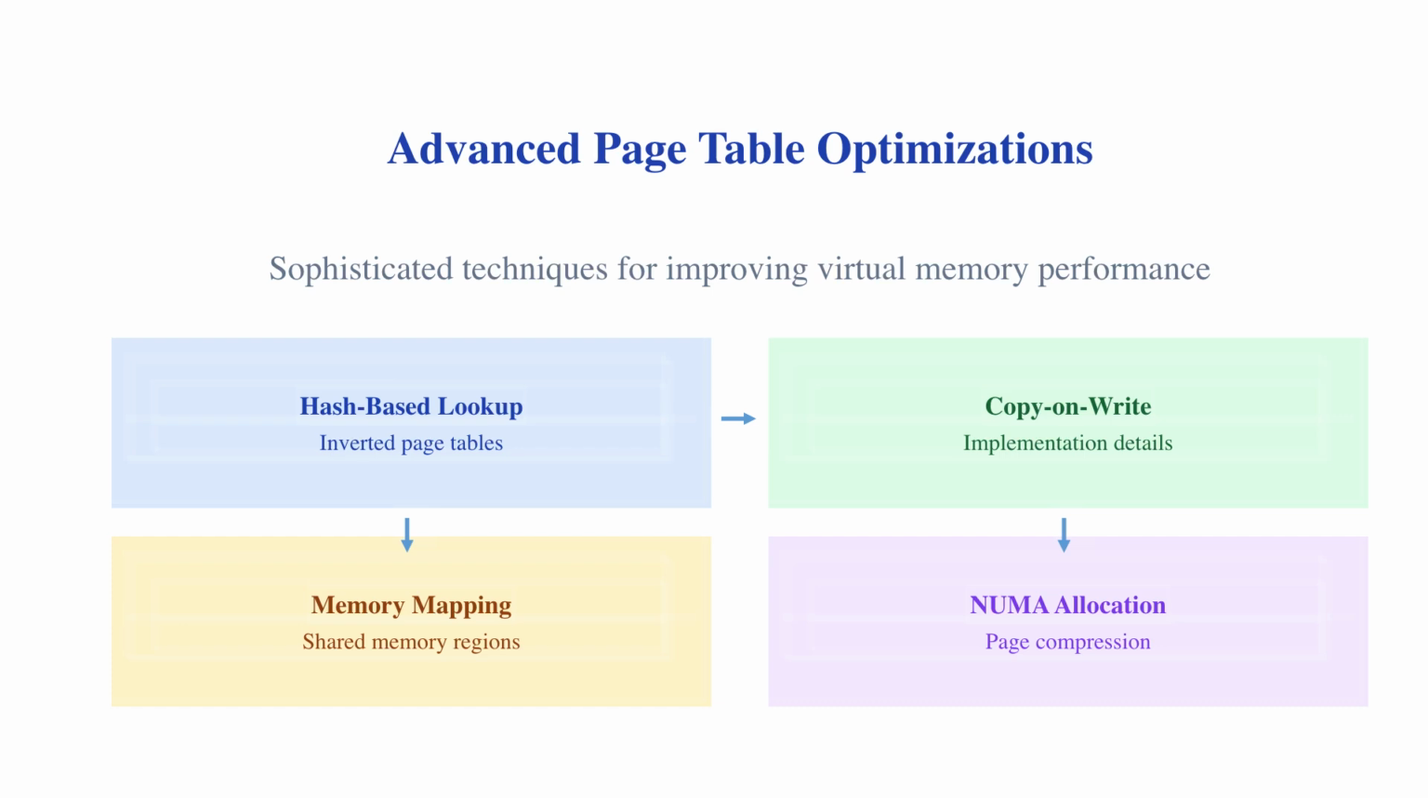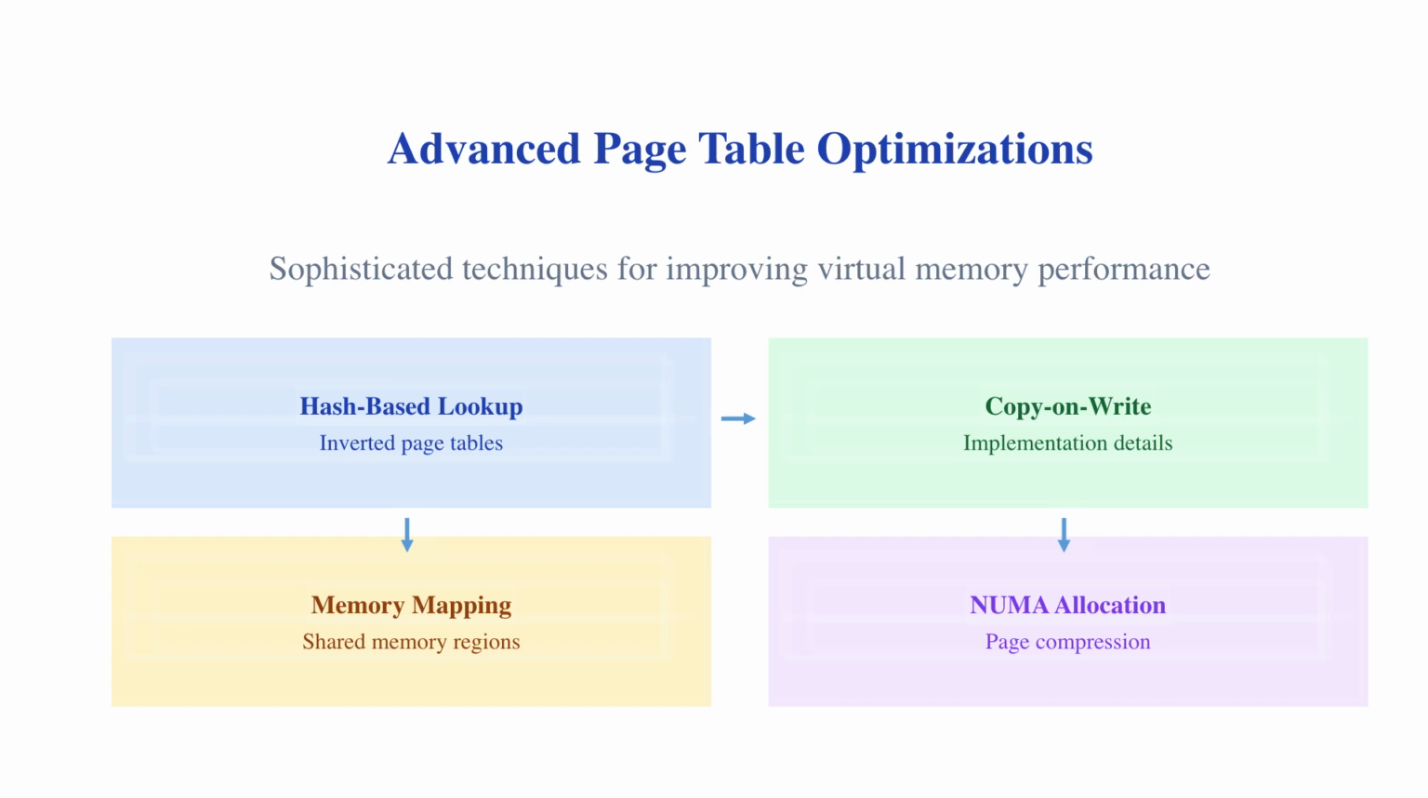Each page table entry isn't just a pointer. It's packed with crucial metadata including access permissions like read, write, and execute flags, plus validity bits and dirty bits for efficient memory management. The translation look-aside buffer is where the magic happens for performance.